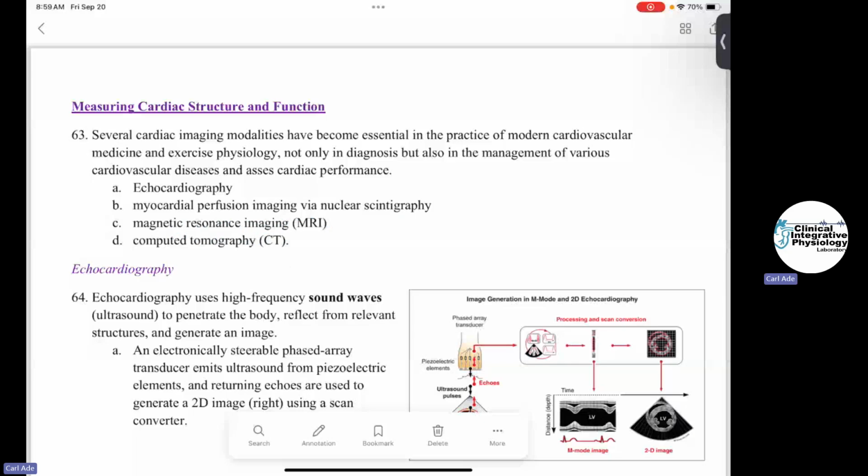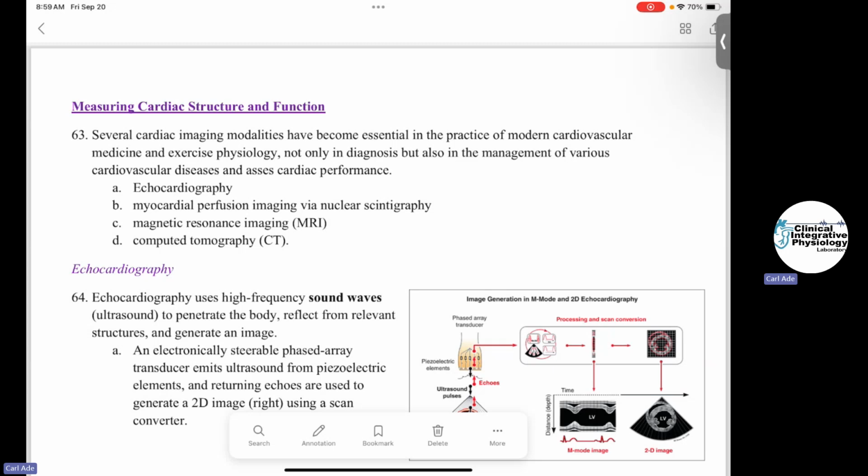Okay, just to finish up the lecture from Thursday, I want to review measuring cardiac structure and function. This is really just to highlight some of the key measurement techniques that are out there that let us evaluate the various parameters that we've discussed over the last several lectures. All of these different modalities use different technologies.